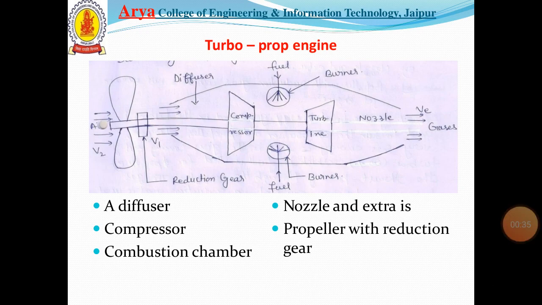The turboprop engine consists of a diffuser, compressor, combustion chamber, nozzle and an extra component: the propeller with the reduction gear. That is the important part of this turboprop engine.